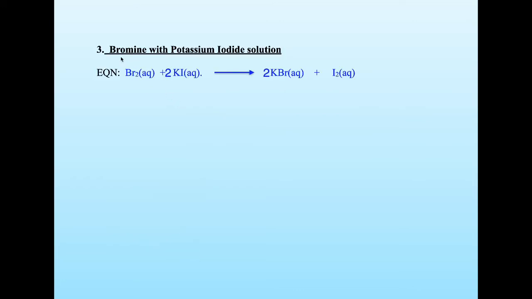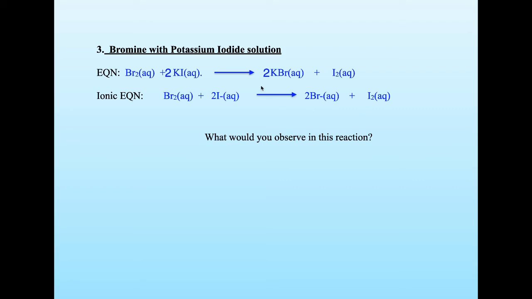And bromine will displace iodide ions because iodine is below bromine in the periodic table in group 7. So same kind of plan. The bromine is displacing the iodide to make bromide and iodine. What would you see? Well, bromine is a yellow solution. Iodide is colourless. And you get a red-brown solution formed. So the solution goes from a yellow solution to a red-brown solution.